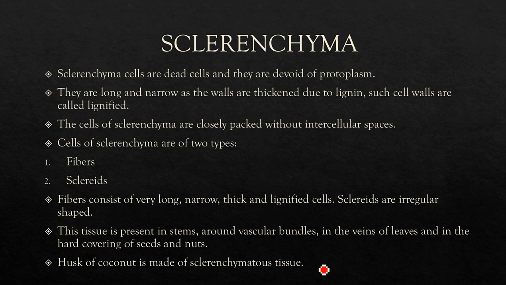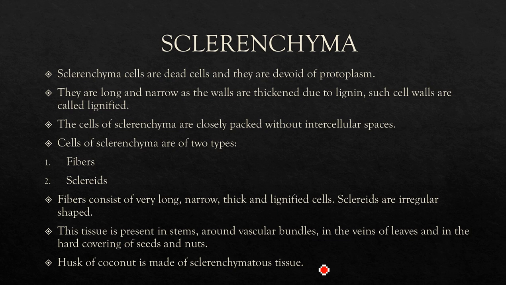Sclerenchyma cells are dead. Now these are dead cells. They are devoid of protoplasm. What happened to them actually? We have studied parenchyma. They are thin walled, right? So they have abundant cytoplasm in them. When we move towards the collenchyma, they have a little bit of cytoplasm, but the walls are thickened.